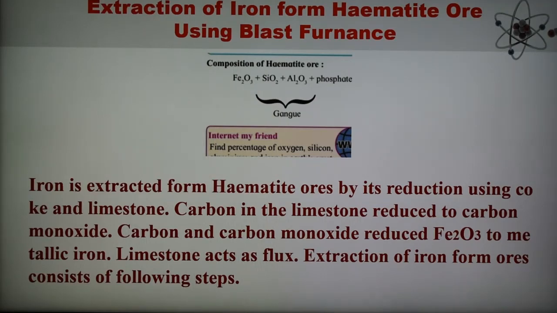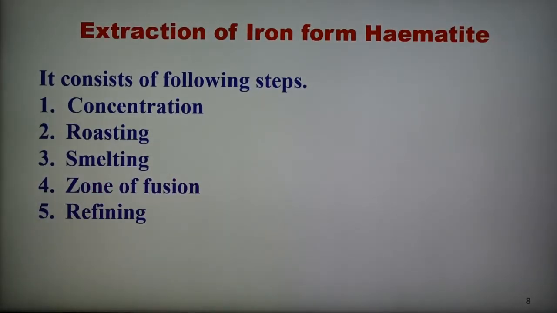And now in this case of extraction of iron, iron is extracted from hematite, and here we have to use limestone, and in this case limestone acts as a flux, and it combines with the gangue material to form molten slag. Extraction of iron from hematite ore involves different steps, and we are going to see the extraction of iron from the hematite. So it consists of different steps.